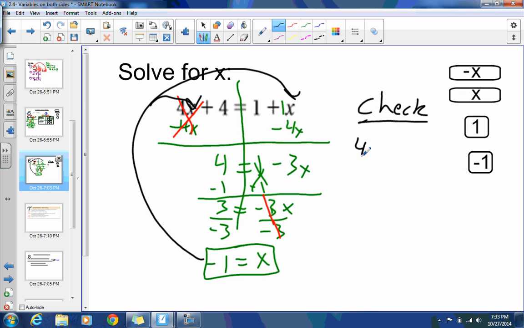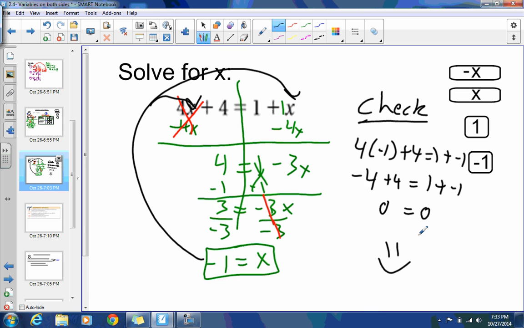If you check it, you end up with 4 times negative 1 plus 4 equals 1 plus negative 1. 4 times negative 1 is negative 4, plus 4 is 1 plus negative 1. Negative 4 plus 4 is 0. 1 plus negative 1 is 0. And we are happy, because that is correct. So negative 1 is your answer.